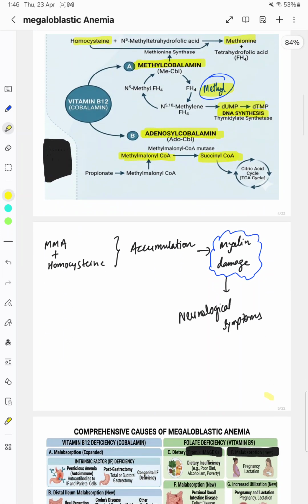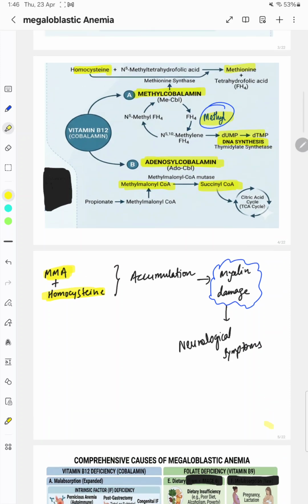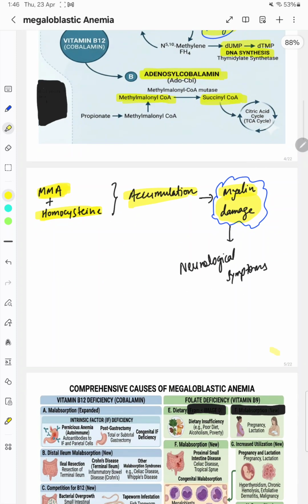Whenever there is deficiency of vitamin B12, this will result in the accumulation of methylmalonyl coenzyme A or MMA and homocysteine. MMA and homocysteine accumulated in vitamin B12 deficiency cause myelin damage, and this myelin damage is responsible for the neurological symptoms in vitamin B12 deficiency.